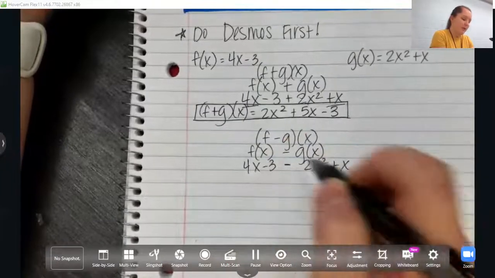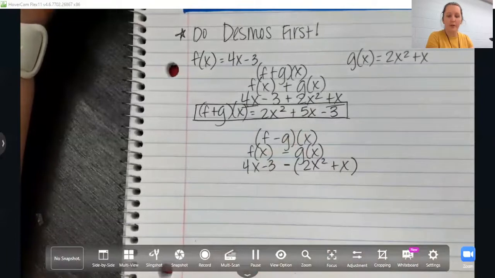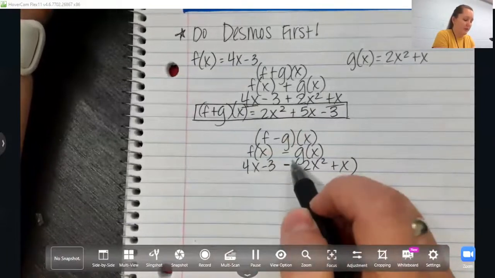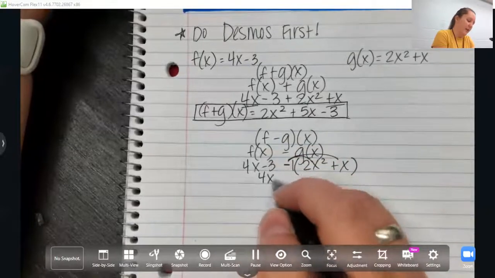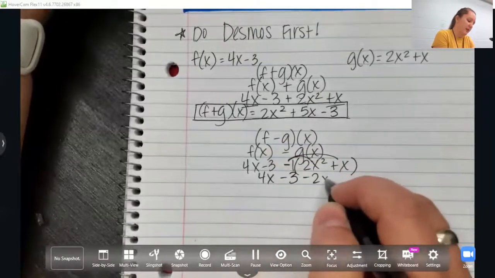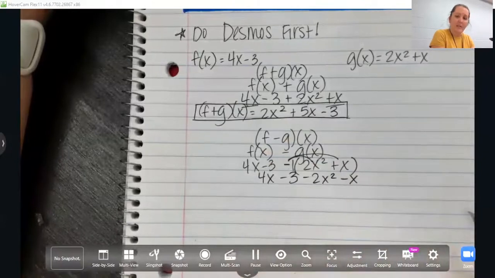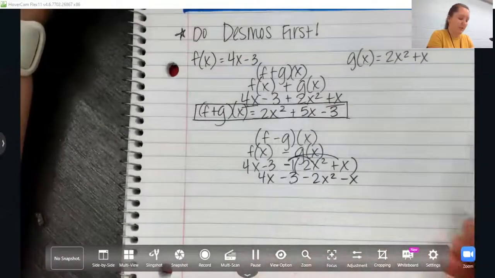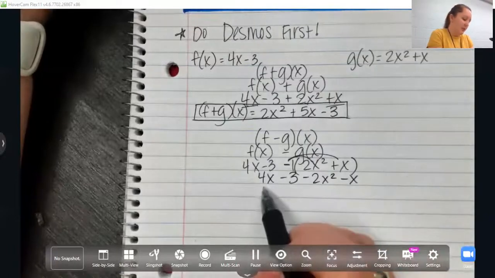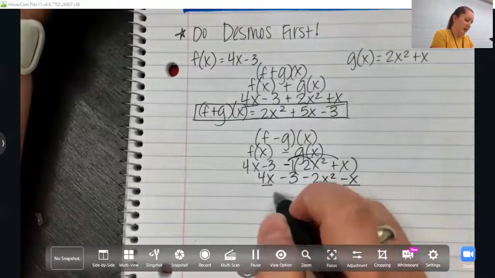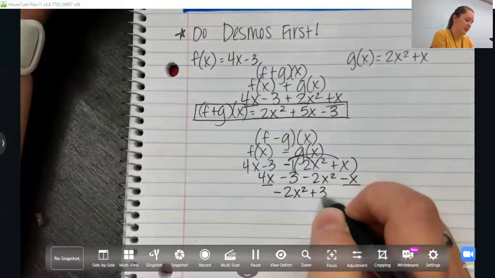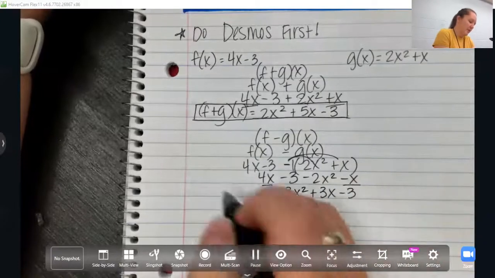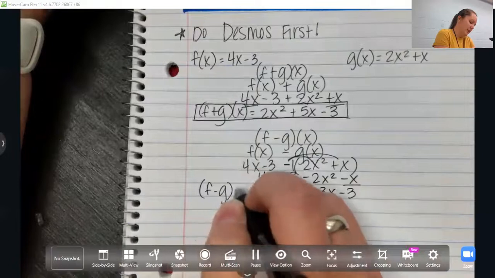Now remember, when we subtract, we're subtracting the whole function here, right? So when we do that, we have to distribute that negative, the additive inverse. So we're distributing that negative 1 over. So we have 4x minus 3 minus 2x squared minus x. Now we go ahead and combine like terms like we did when we added them together. So we have a 4x and a negative x. We're going to write it in descending exponential order. So we have negative 2x squared plus 3x minus 3. So this is f minus g of x.